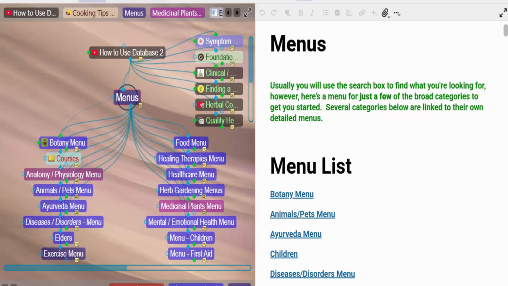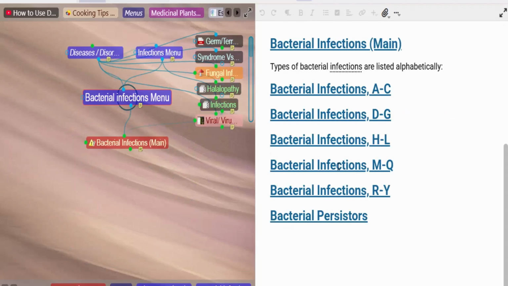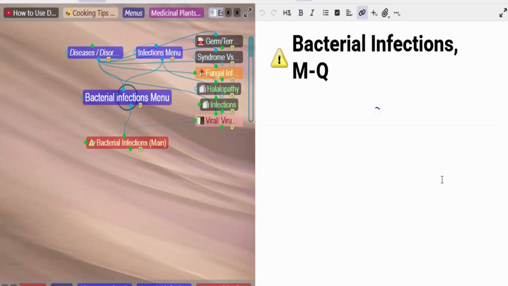This video is for database members who are looking for help with Mycoplasma infections. I'm going to show you where to go. Start with the menus, click on Diseases and Disorders, then go to Bacterial Infections menu. It will be listed under M. There's so many, this is how they're organized.